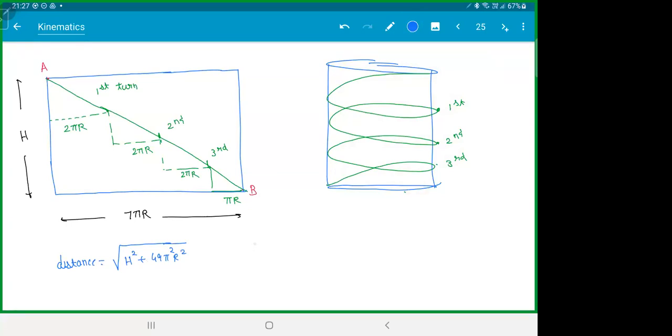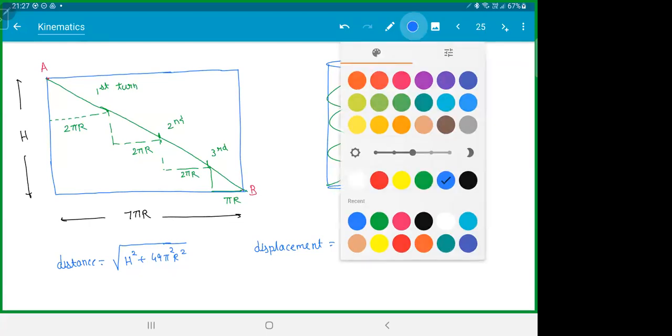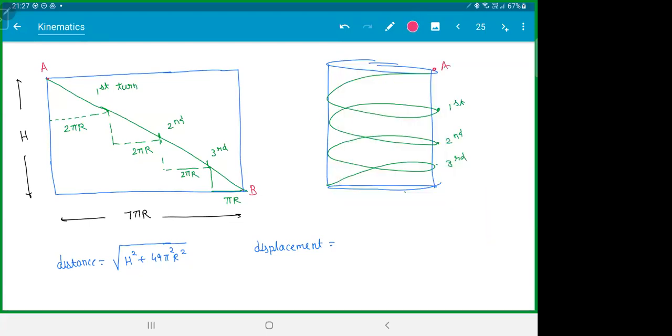What about the displacement? Displacement is easy. You're starting from here and you're reaching here. The displacement is this red line. And this base is 2r and the height is h. So root over h square plus 4r square. That's your displacement and the green line is your distance.